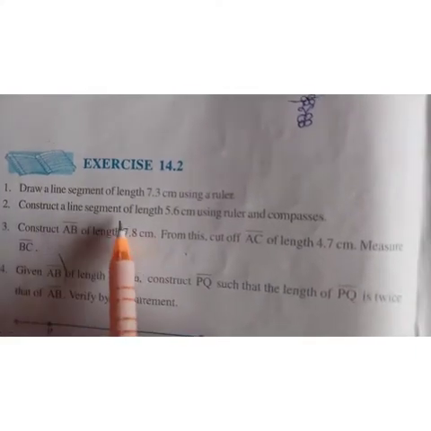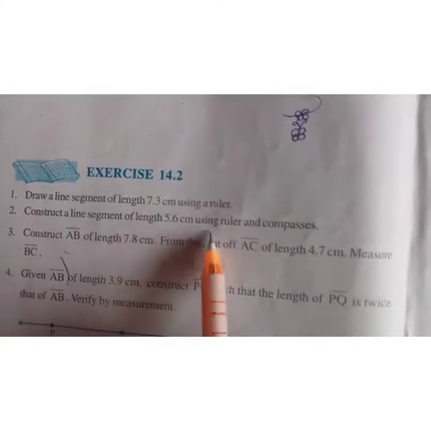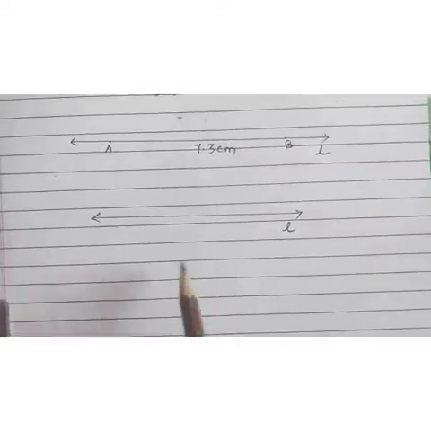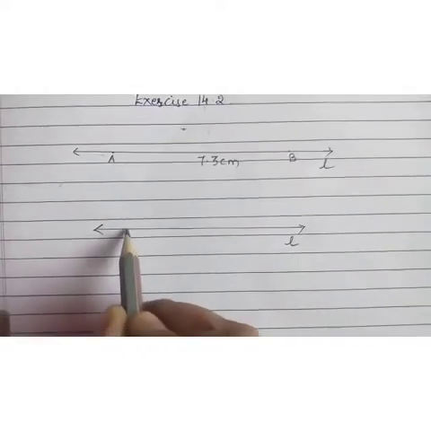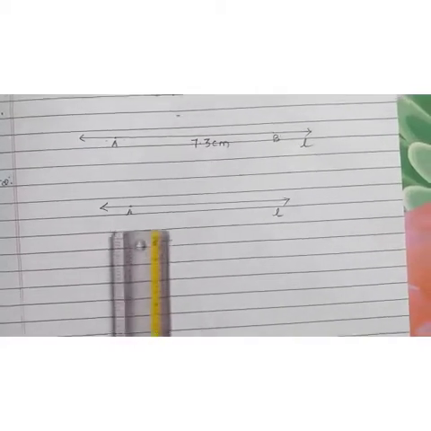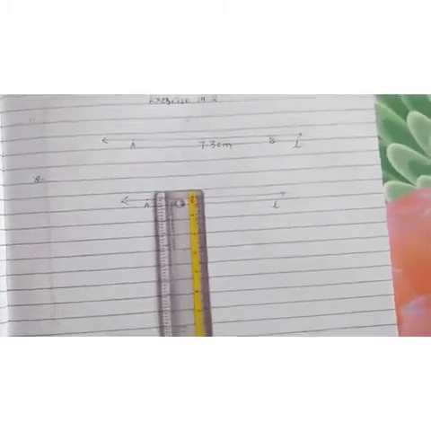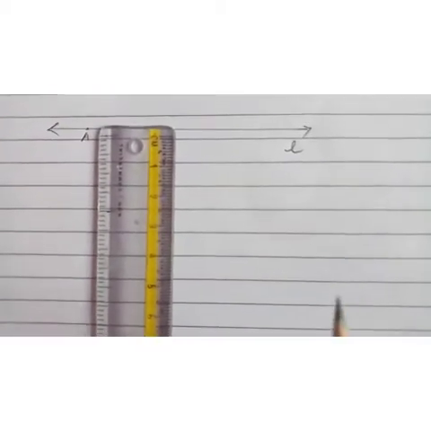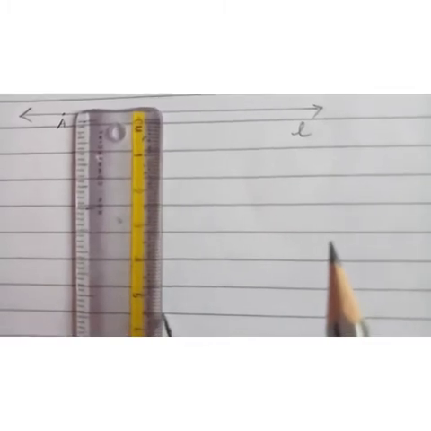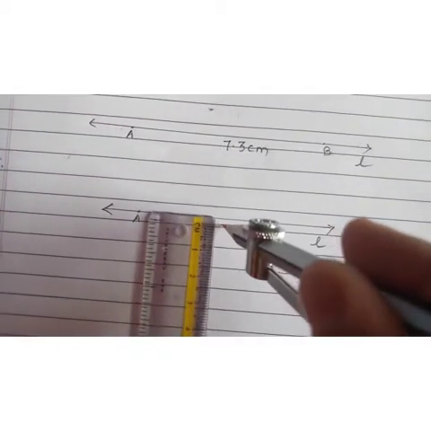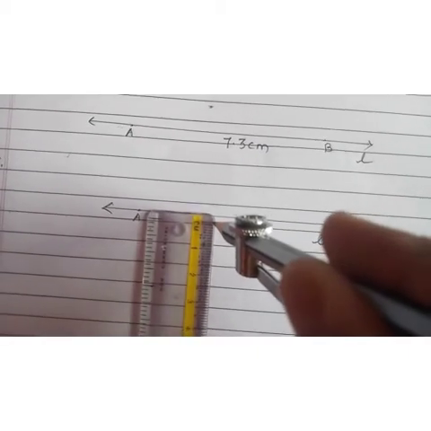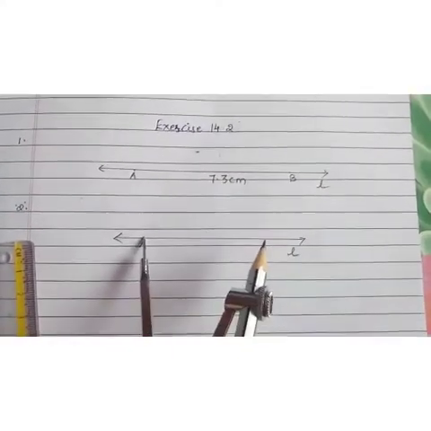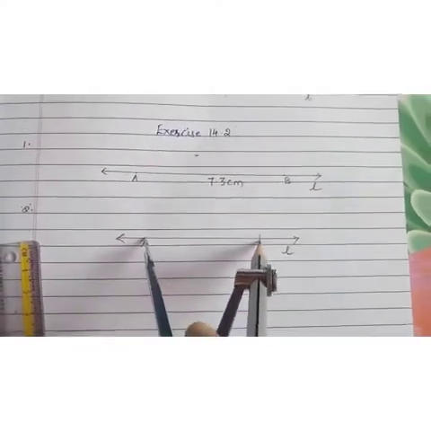Question number 2. Construct a line segment of length 5.6 centimeters using ruler and compasses. So draw a line L, mark any point A on it. Now use your ruler and your compass with 5.6 centimeters. So children, when you observe, my 5.6 lies at this line. So from this, take the radius. See, it is exactly with 0, isn't it? Now with this as the radius, that is 5.6, with A as center, cut the line L.